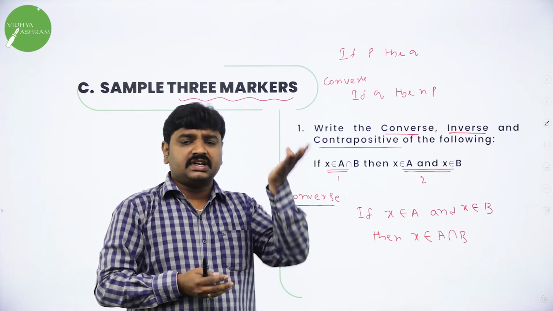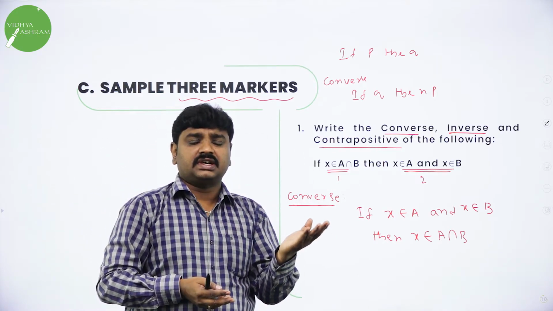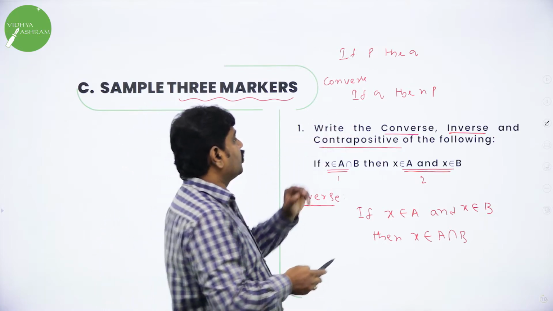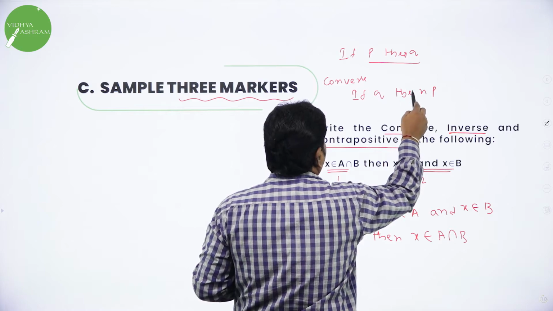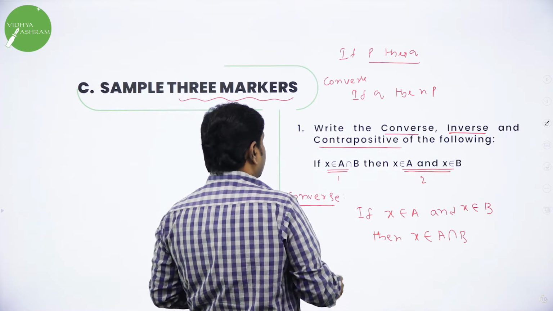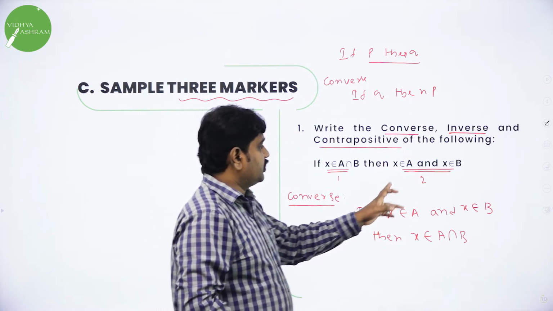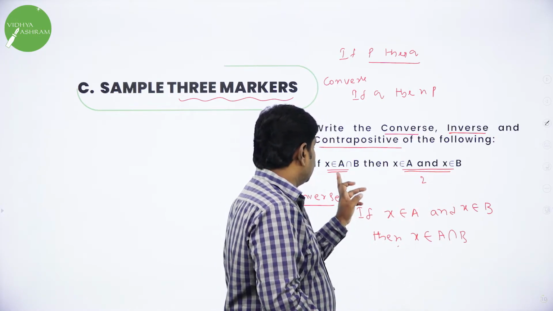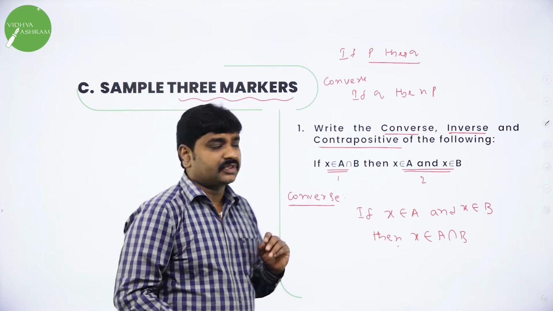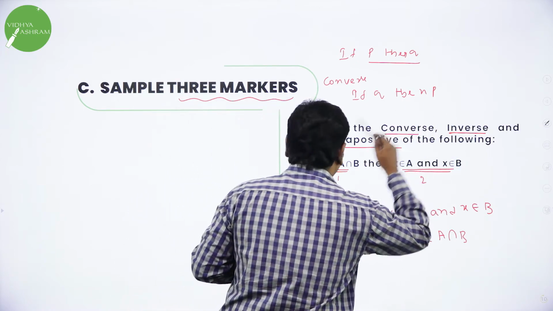So write the antecedent as consequent and consequent as antecedent. See, if P then Q is given, the converse becomes the reverse: if Q then P. So now the answer is, if X belongs to A and X belongs to B, then X belongs to A intersection B.